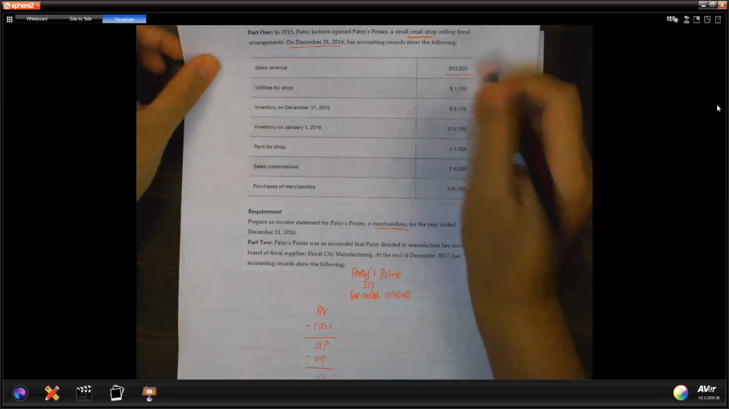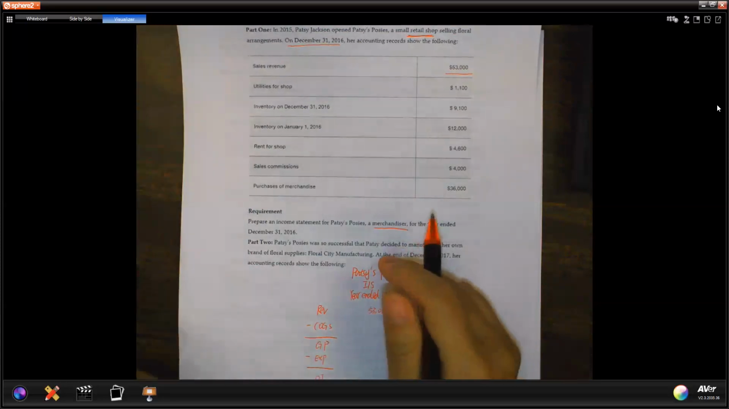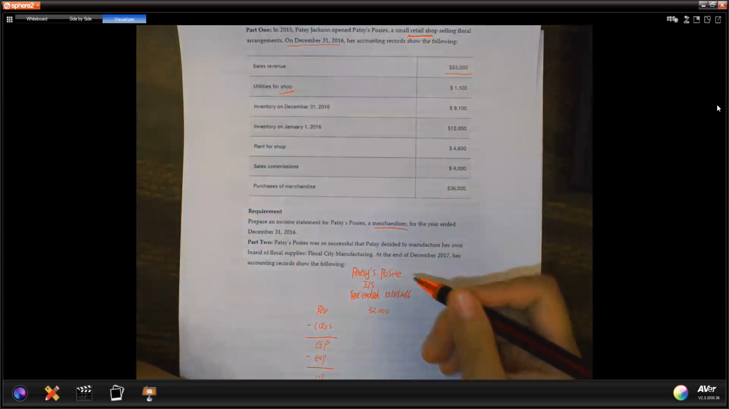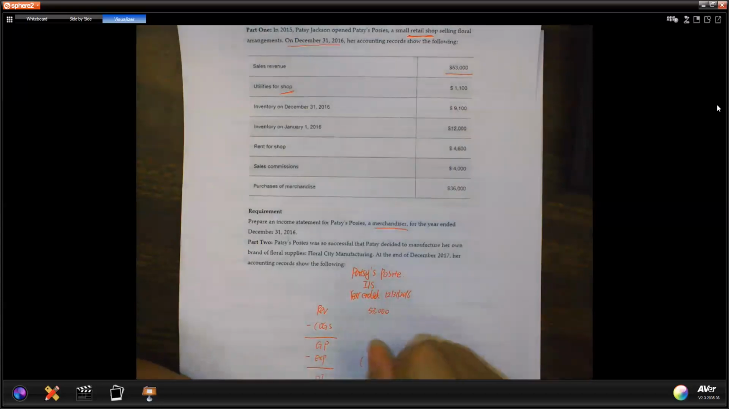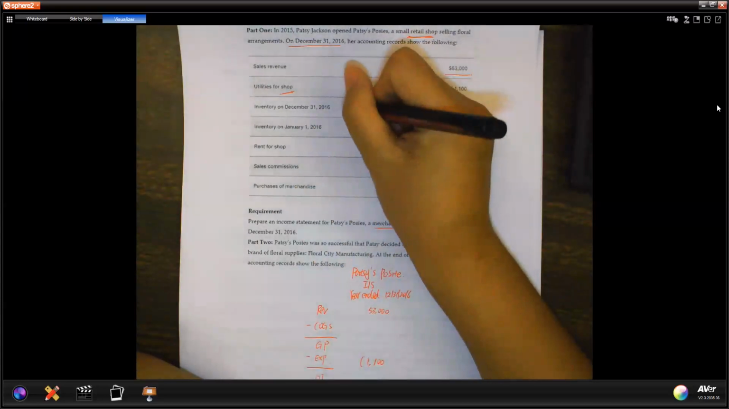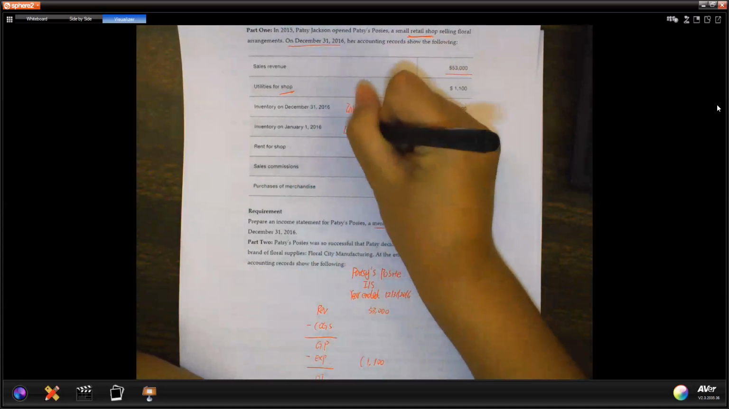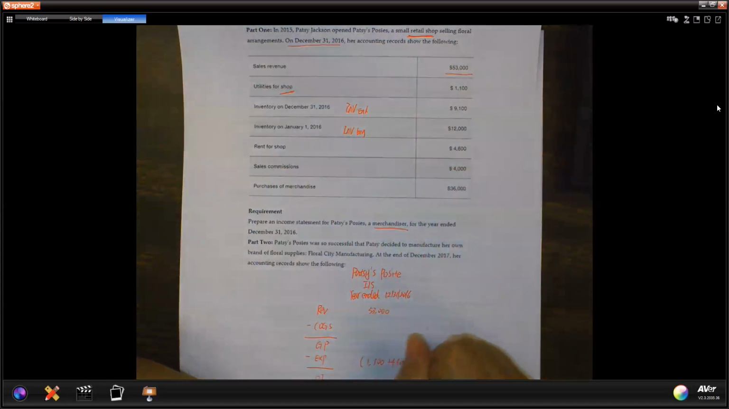Revenue 53,000, so that is our 53,000. And then utility for shop, so that will be our operating expense, right? So that is our operating expense, 1,100. Inventory, so this is our ending inventory. We have the inventory at the beginning. And then rent for the shop, that is also our operating expense, 4,600.